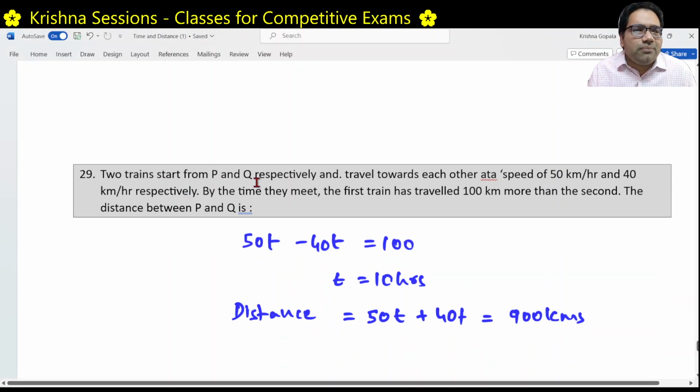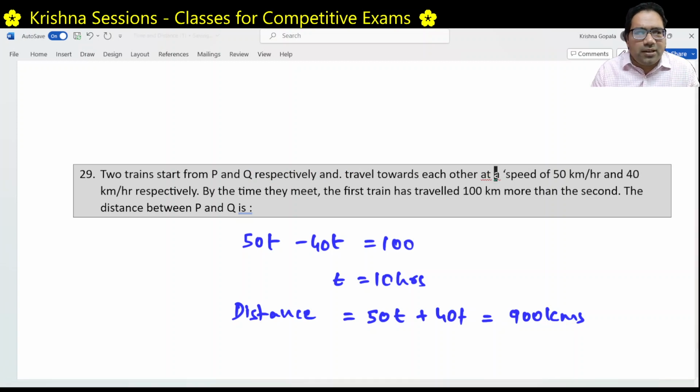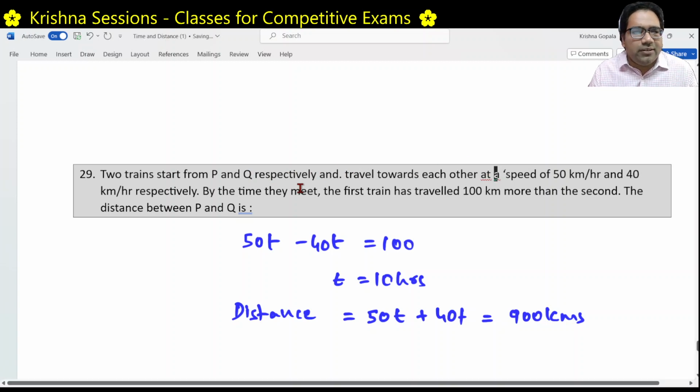two trains start from points P and Q respectively and travel towards each other at a speed of 50 kilometers per hour and 40 kilometers per hour respectively. By the time they meet, the first train has traveled 100 kilometers more than the second. Very good. This is a very easy problem. Respectively means, as we discussed earlier, P is 50, Q is 40. Right, respectively. Otherwise, we don't know.